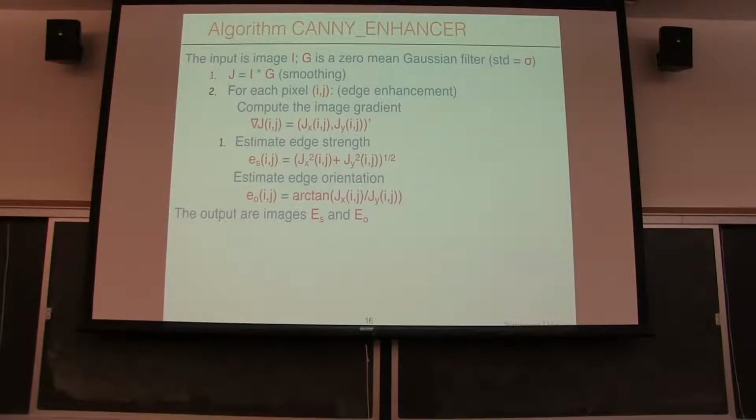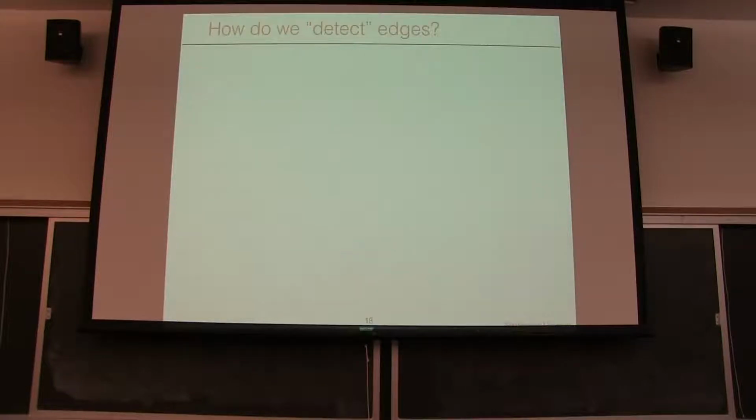Now, why am I not done? I'm not done because my edges, if I do this, will be thick. Let's see how that can happen. Again, I'm doing this in 1D. This is the profile of the output, and I'm going to try to detect an edge. How do I detect an edge over here? What I need to do is to find local maxima. I need to find peaks. How do I find peaks?